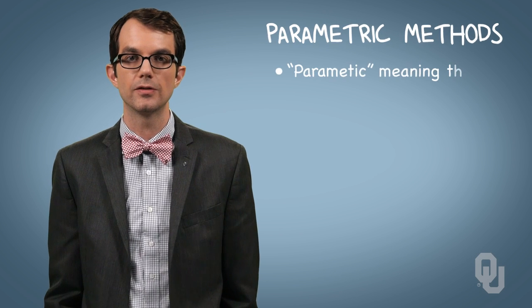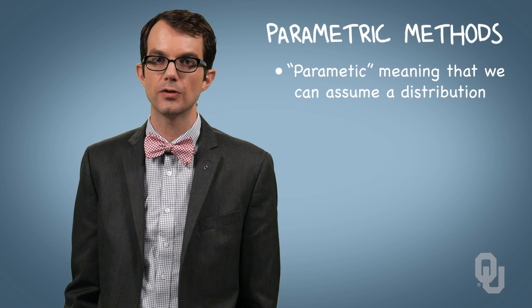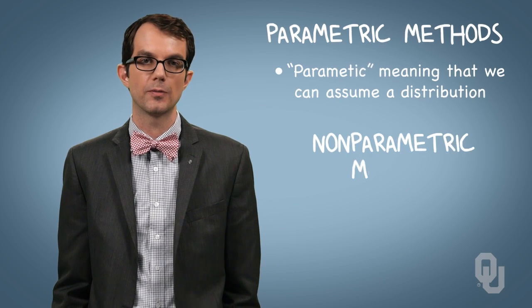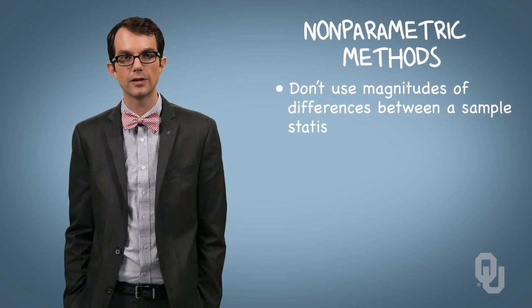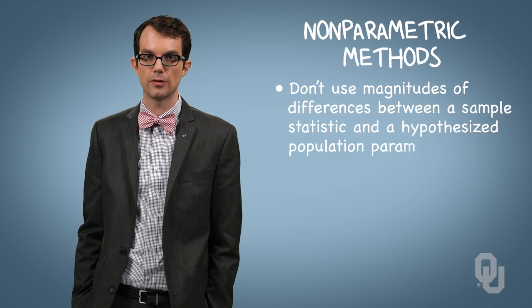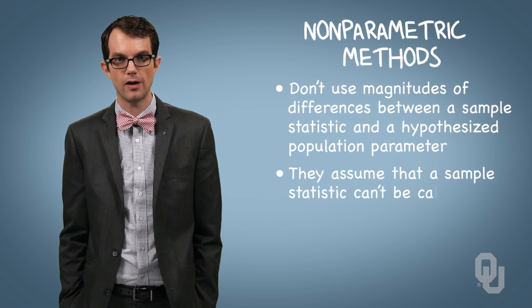If we can assume normality, we use parametric methods, where parametric generally means that we can assume a distribution. When we can't make a distributional assumption, we use nonparametric methods. Generally speaking, nonparametric methods don't use magnitudes of differences between a sample statistic and a hypothesized population parameter. This is because they assume that a sample statistic can't be calculated.